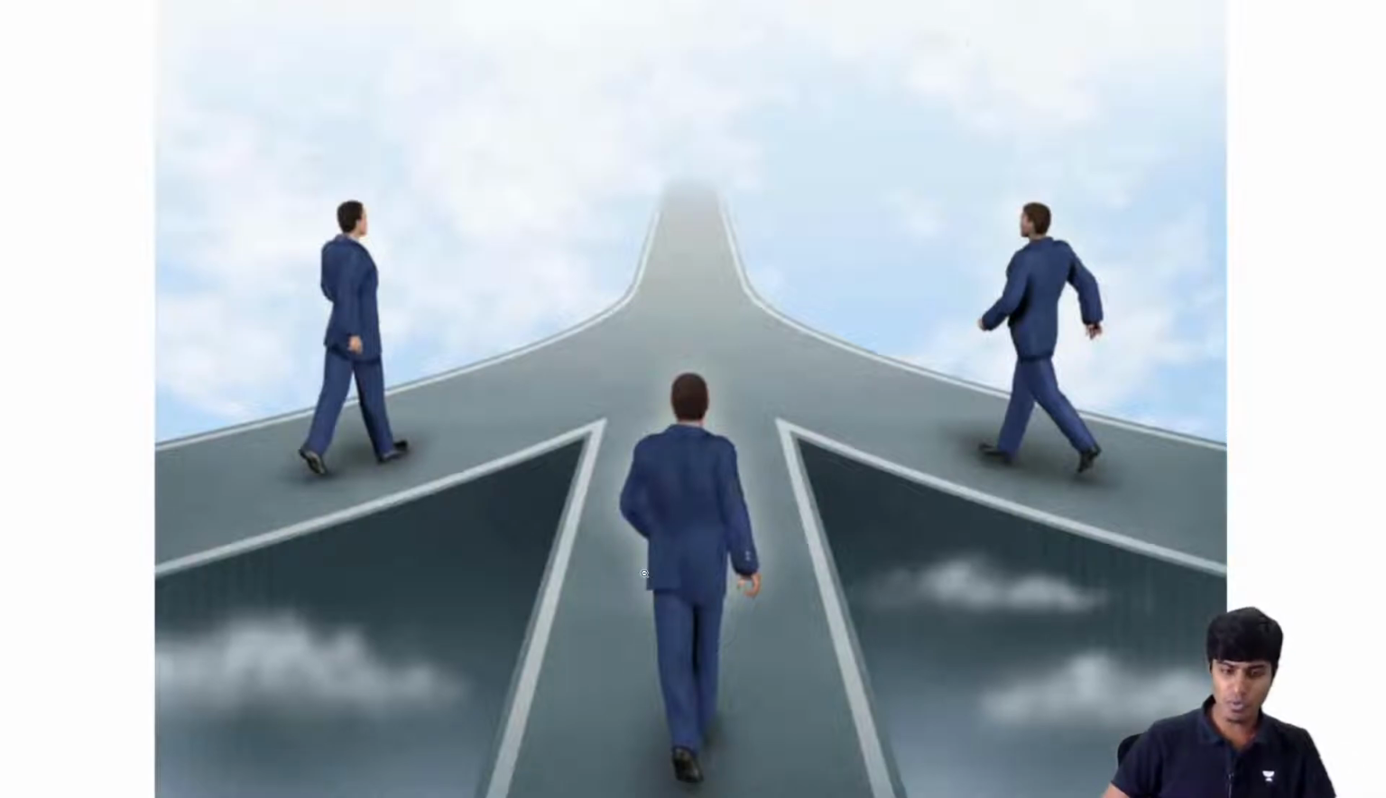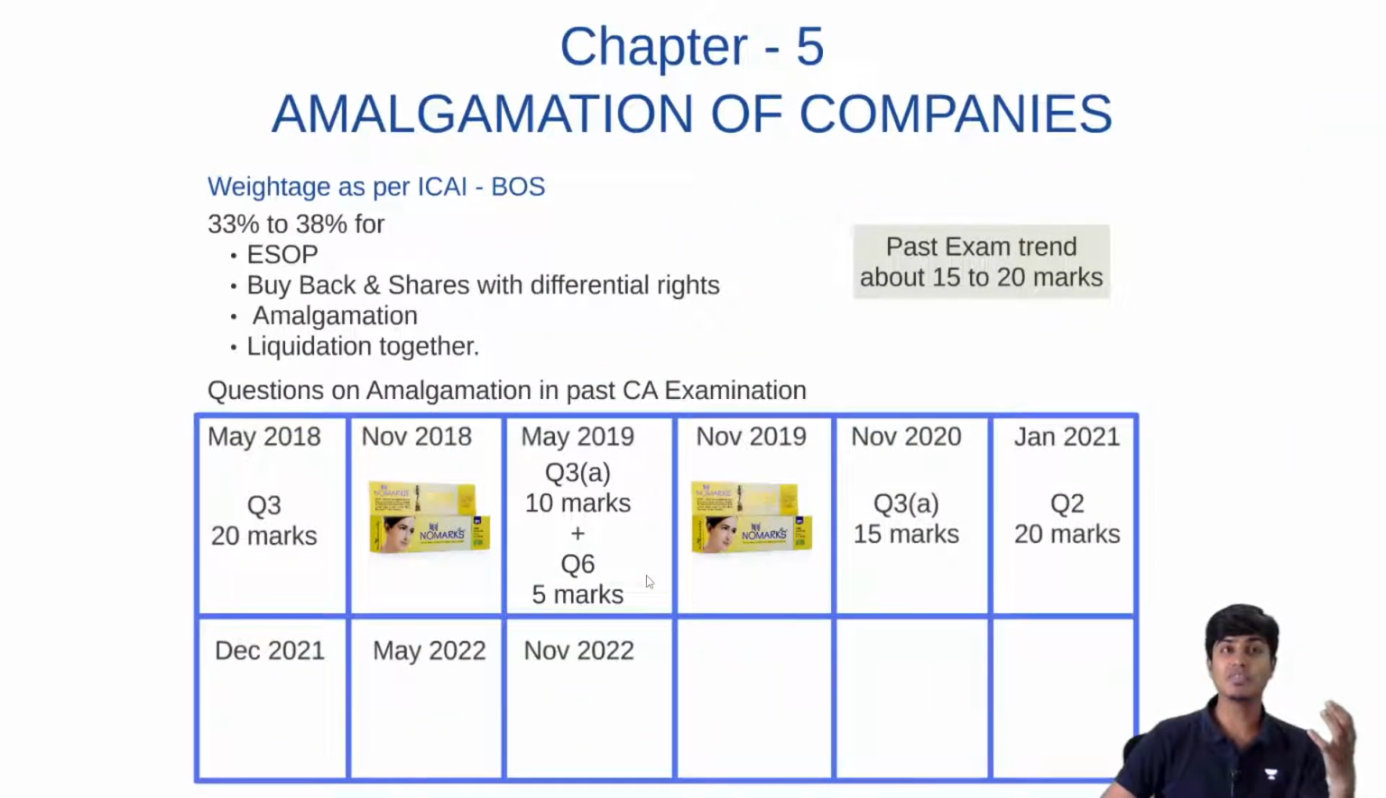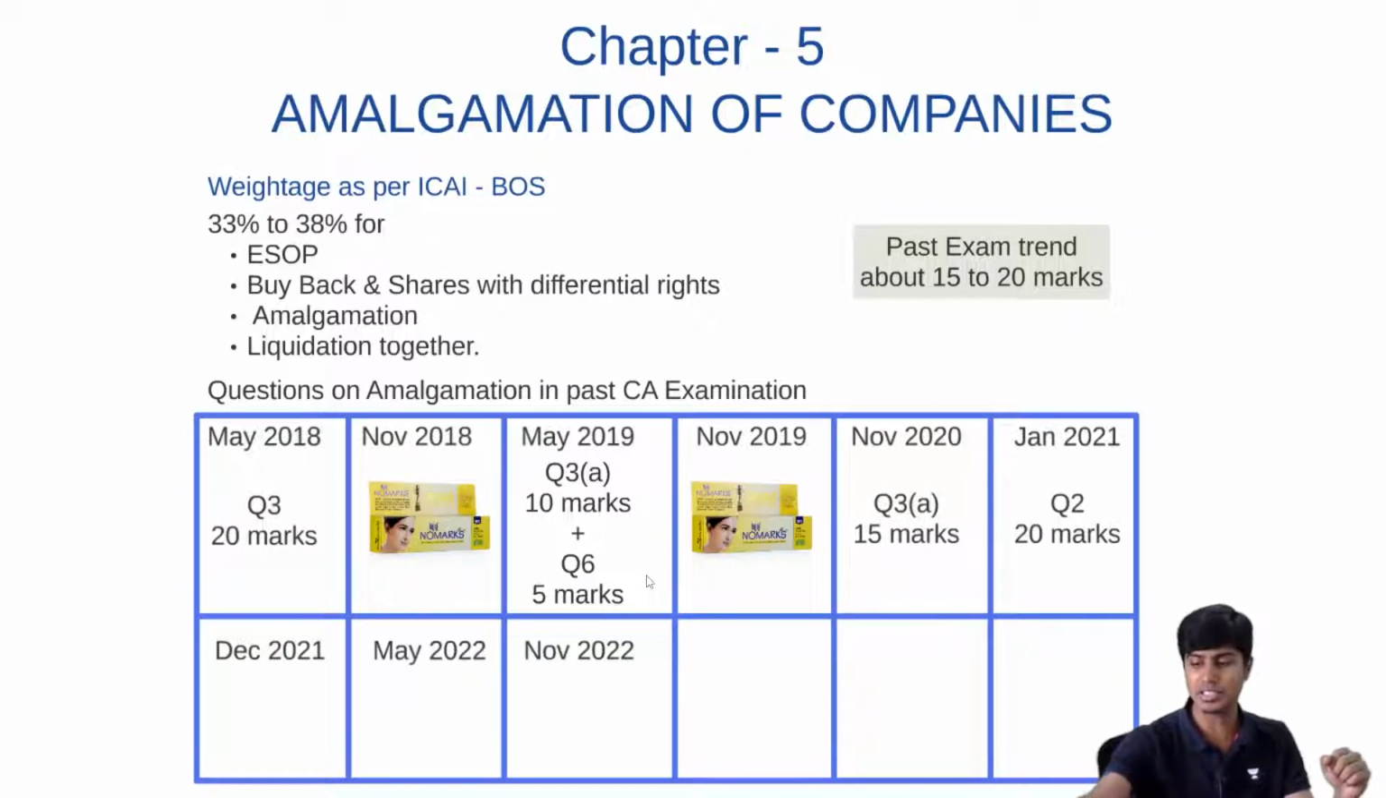In part 1 we've already discussed amalgamation as the beginning, and we discussed the weightage of this chapter of amalgamation in the past few examinations. I made it a point that I'll discuss all the questions from the last two examinations, that is from December 21 and May 2022, but that will be later. So we just finished the introduction in part 1. In part 2 we'll be doing purchase consideration.